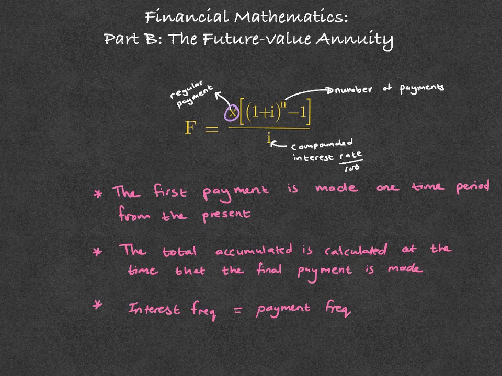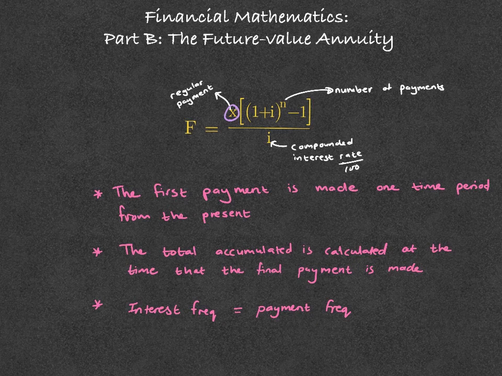Okay, so those are the three assumptions. The first payment is one time period from the present, so you don't pay immediately. You take it out, and the beginning of next month is your first payment. The total accumulated is calculated when that final payment is made. Your final payment is not accruing any interest, and the interest frequency is equal to the payment frequency: per month, per term, per year, or whatever. Okay.